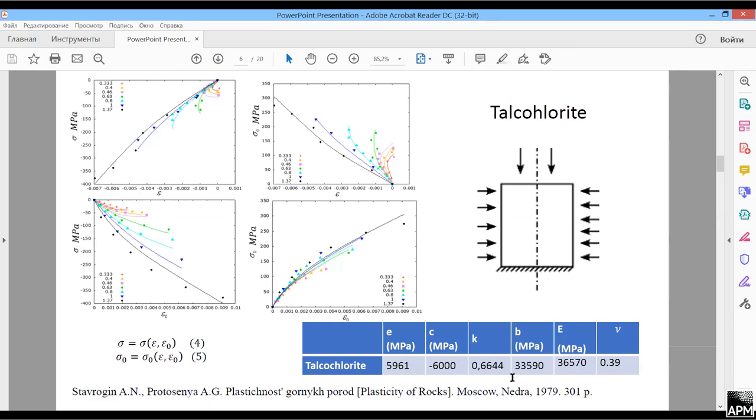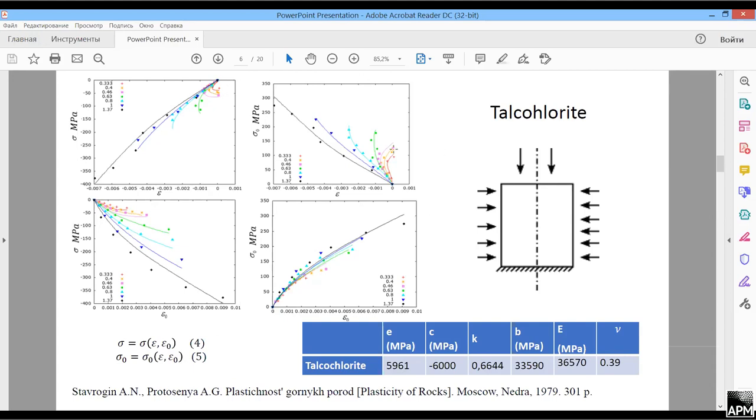So the experimental data, which was published in the work at the bottom of the screen, Plasticity of Rocks by Stavrogin and Protosenia, is appropriate for our case. In that work, the results of tests of various rocks are presented. Tests were carried out on a specially designed proportional loading testing machine using cylindrical specimens. The strains obtained in the experiments are small, therefore the potential relations of the nonlinear theory of elasticity are applicable to describe the material's behavior. The studies were carried out under conditions of volumetric stress state, where sigma 1 is the axial stress, and sigma 2 and sigma 3 are lateral stresses.